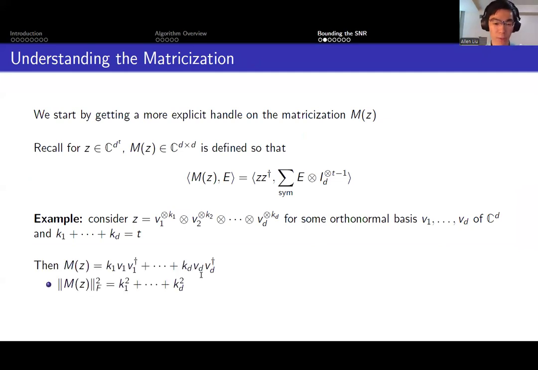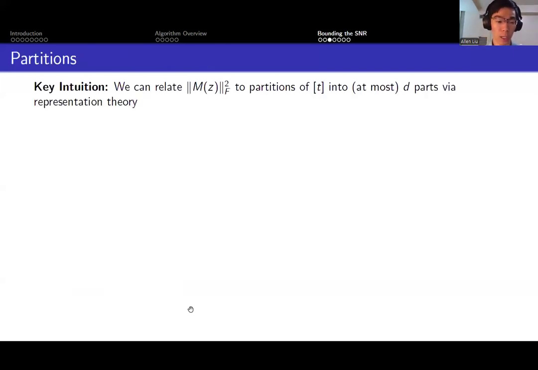So in this case, we can evaluate that M of Z is just k1 v1 v1 transpose plus dot dot dot plus kd vd vd transpose. And then the squared Frobenius norm of M of Z is just k1 squared plus dot dot dot plus kd squared. Roughly, this gives us the following important intuition, which is that we can relate the Frobenius norm of M of Z squared to some notion of partitions of T into at most D parts, and we can make this relationship via some representation theory.